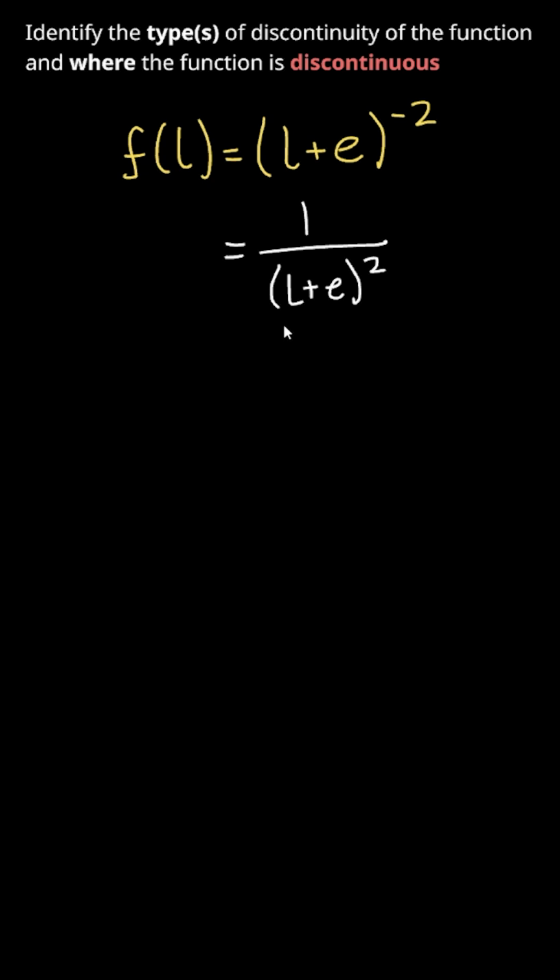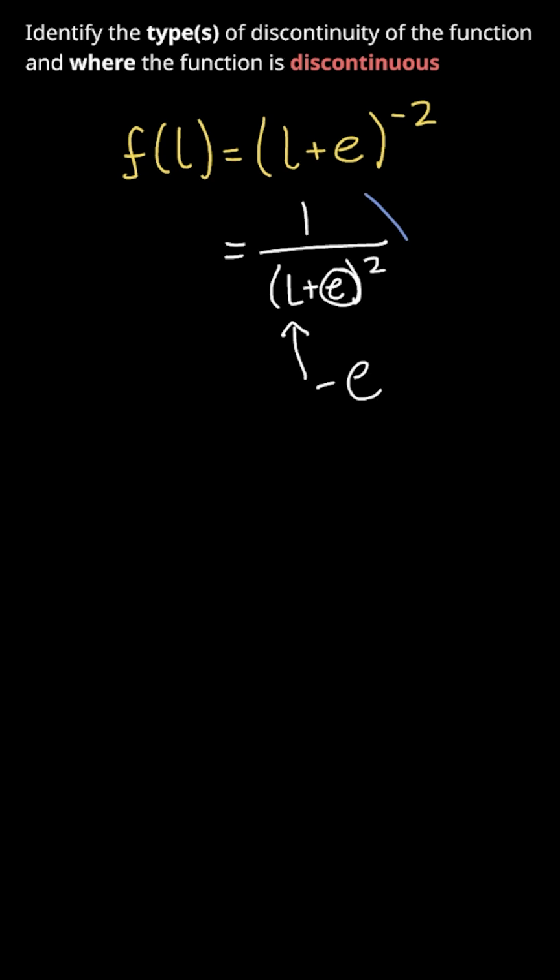But you see, the nice thing here is that since we're just squaring L plus e, there's only one possible number that could make this a 0. And so e is a constant. What do I have to add to e to make it 0? Well, just take the negative of it, negative e.